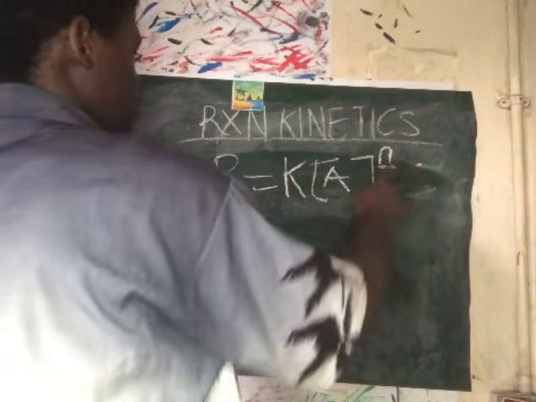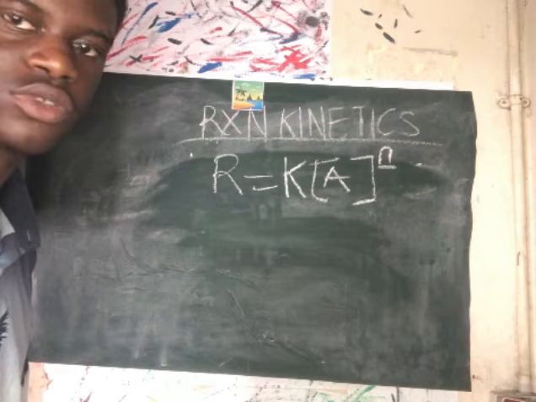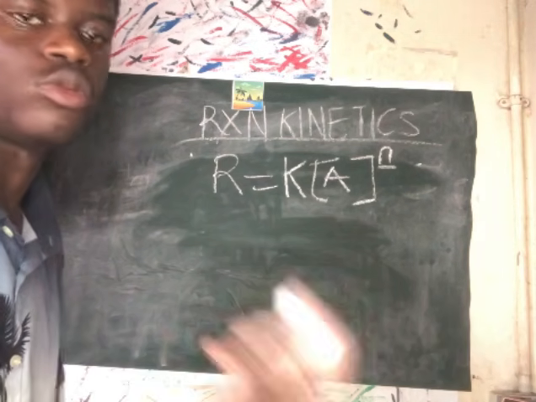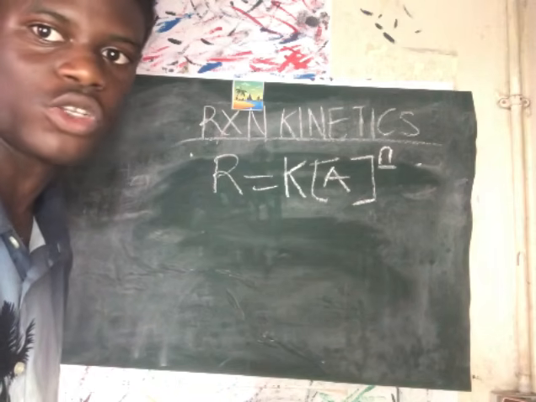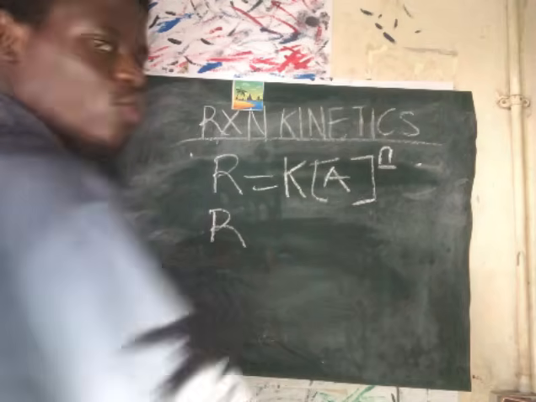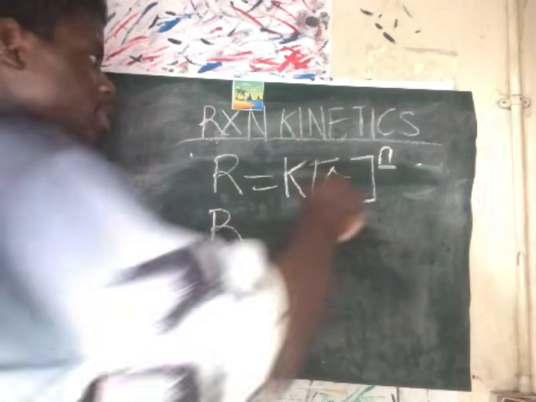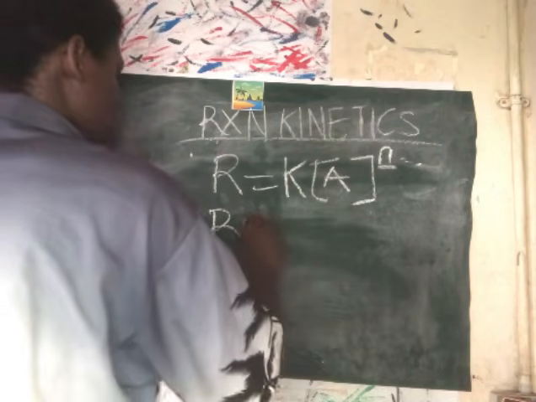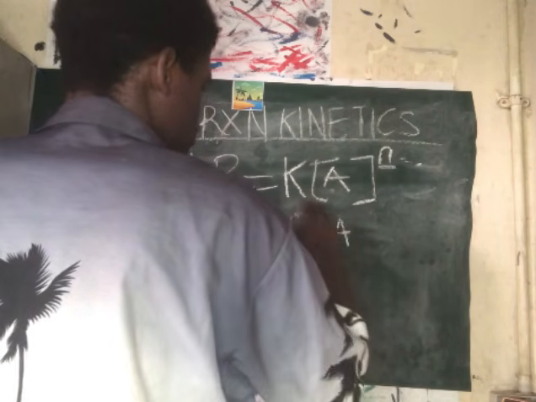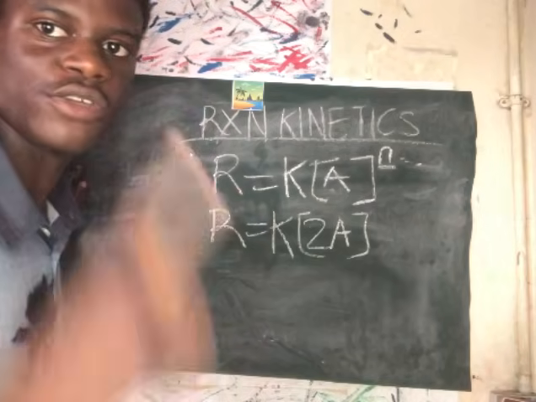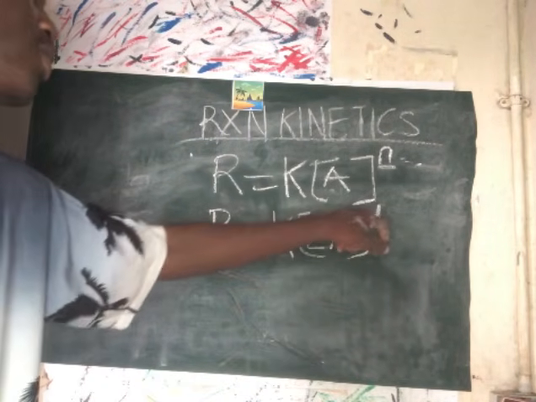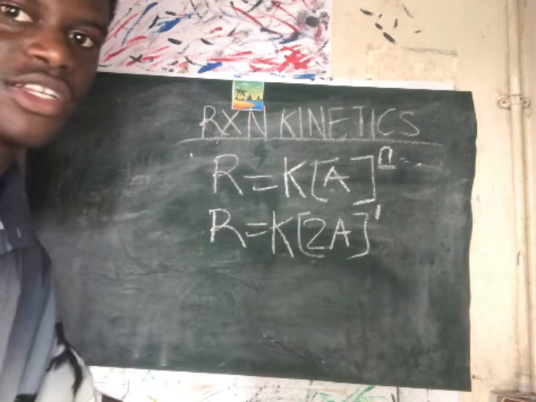So when you double the concentration of a reactant, and the rate also doubles, it shows that it's a first order reaction. How do we know? This is the rate of reaction here, and first order is raised to power 1, because this n will be 1. So R is equal to K times A. When we double the concentration, it will be 2A. Since it's first order, the power is 1, so 2A raised to power 1 is still 2A. The rate will simply double.